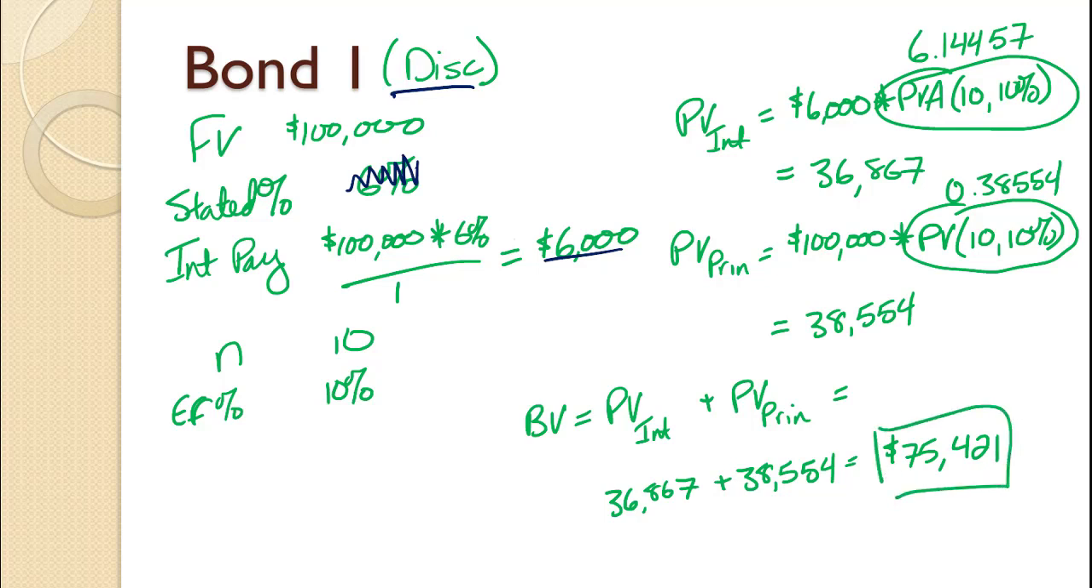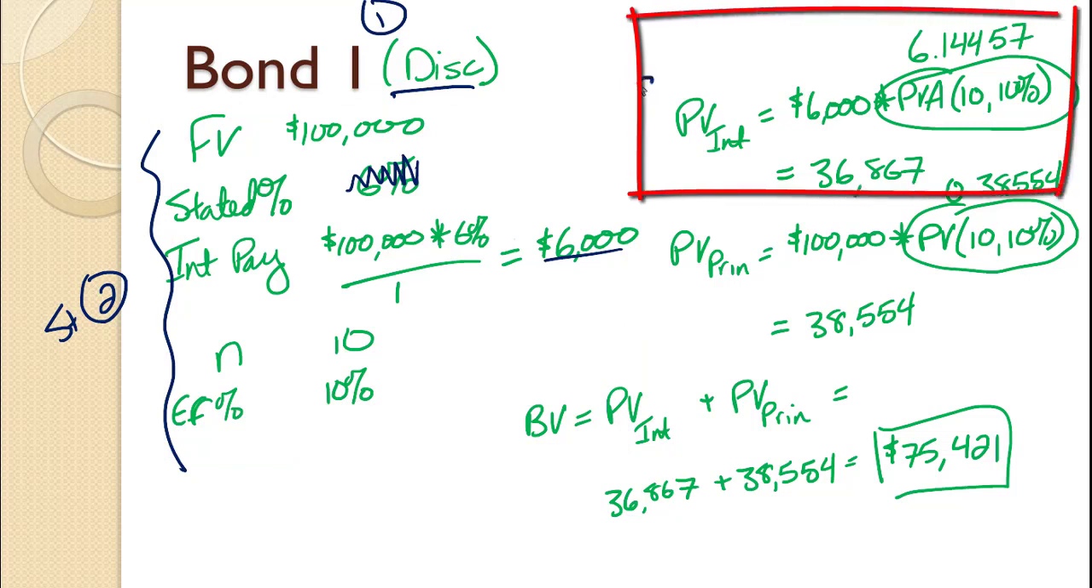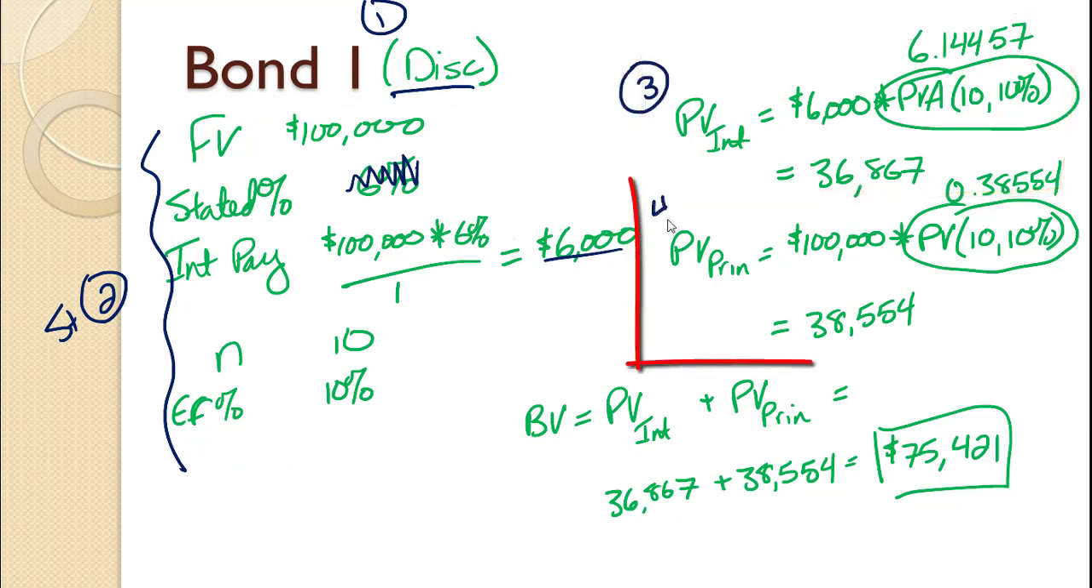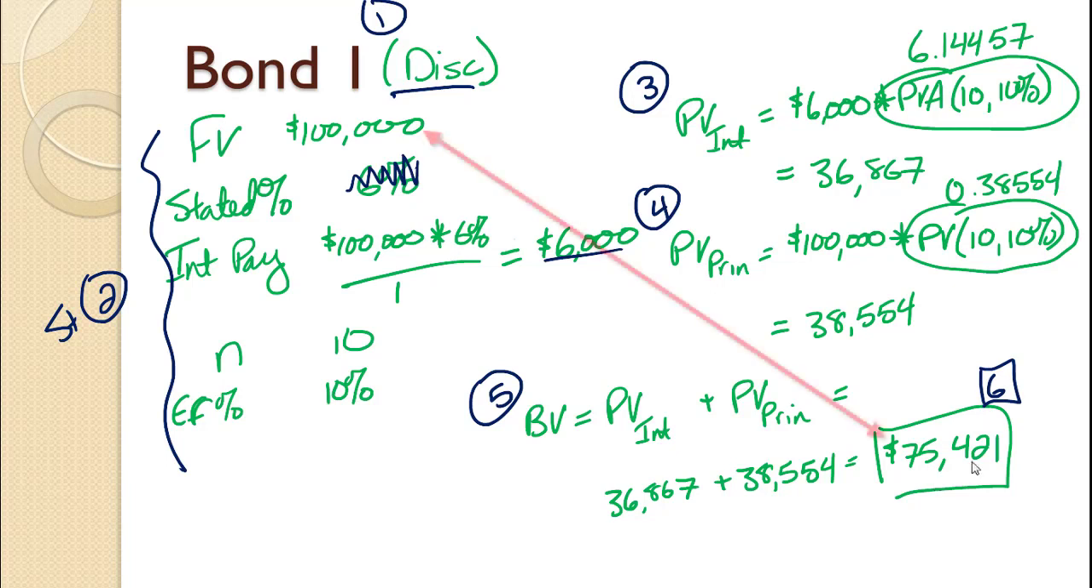Now, before we go any further, let me take a second here. This is step 1. This information here is step 2. Getting the present value of the interest is step 3. Present value of the principal or the face value is 4. Present value of the bond is 5. And the last step, step 6, is to compare the $75,000 with the $100,000.